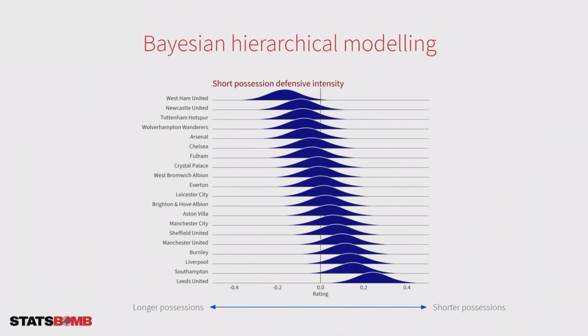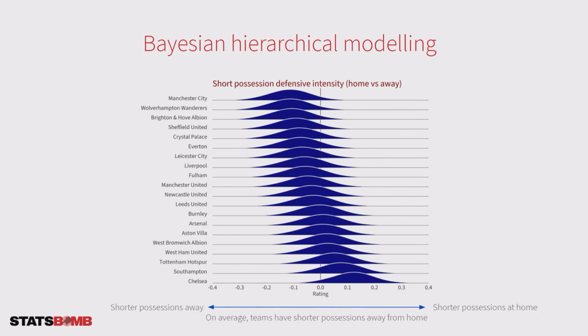Manchester City dropped down a little bit, and that again is because they generally have a huge talent advantage over almost every team in the league. So it's just dampening that down a little. And we can also look at this home versus away. So just on average, teams have shorter possessions away from home when they're the defending team. So again, teams to the right, they have shorter possessions at home. Teams to the left have shorter possessions away.